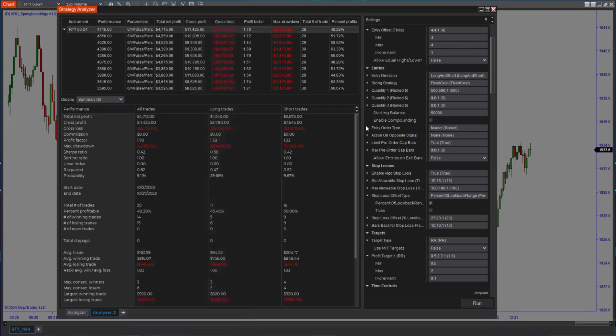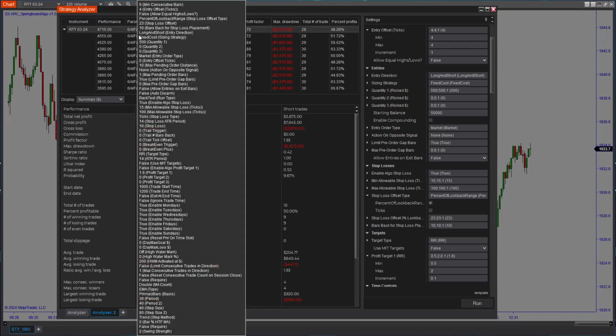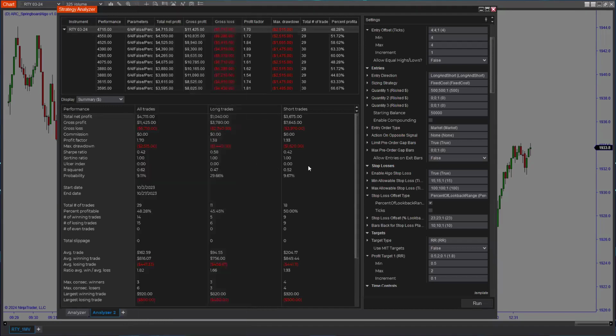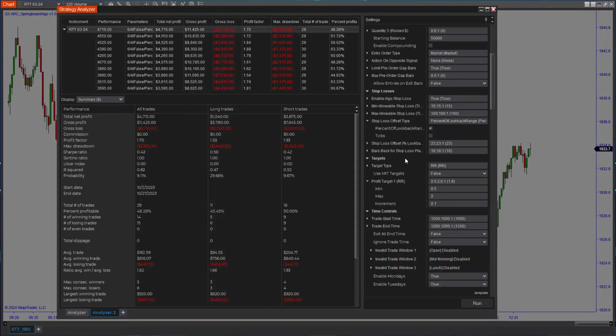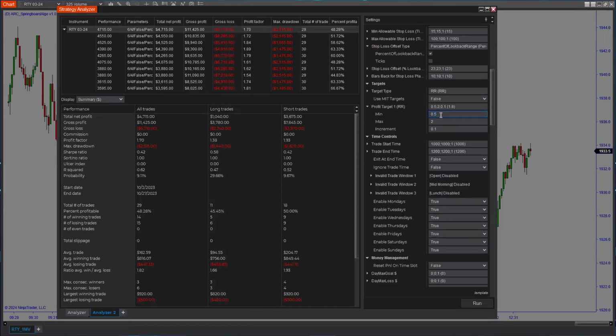In this case, I would probably say 1.6 is probably a good number. Number of trades is pretty comparable. Yeah, so we'll just go with the 1.6, and we'll lock it in at that number.